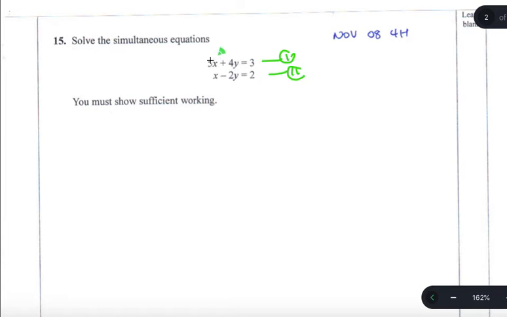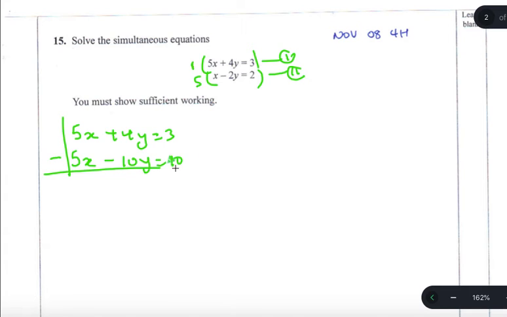So we can eliminate like we've been doing in the previous questions. We choose what to eliminate. We can decide to eliminate x. So here the coefficient of x in equation 2 is 1 and the coefficient of x in equation 1 is 5. Okay, so multiplying through equation 1 to be 5x plus 4y equals 3. And then in equation 2, 5x minus 10y equals 10.